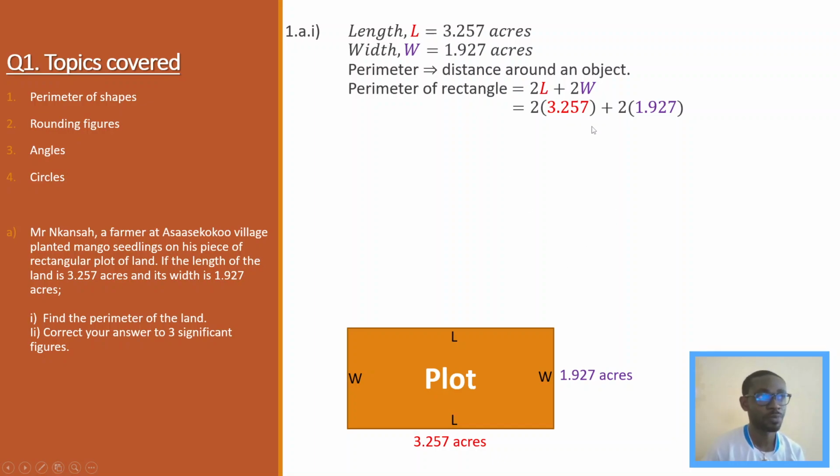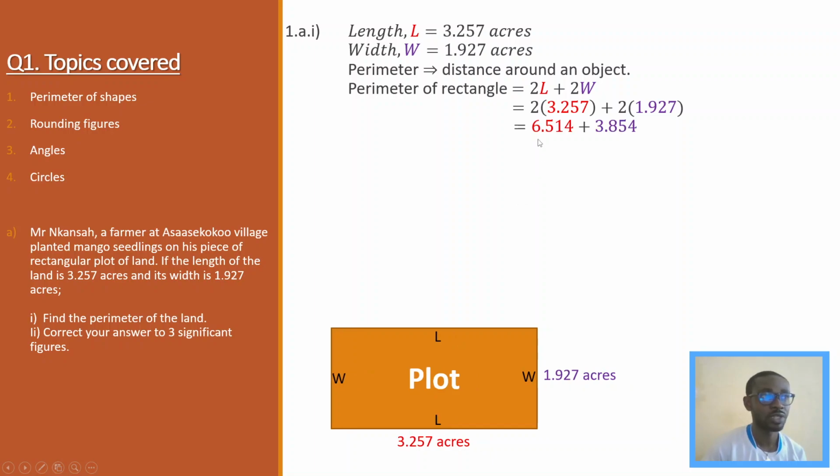So we have learned about what the perimeter of a rectangle is. Perimeter of a rectangle is giving us 2L plus 2W, or 2 brackets open L plus W brackets closed. Then you do your substitution. Substitution means that wherever I see L, I have to write the value of L there. So the value for this L variable is 3.257. So I'm substituting 3.257 for L. Right, so let's go on.